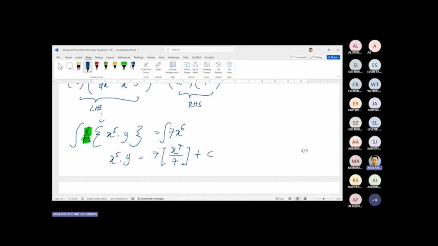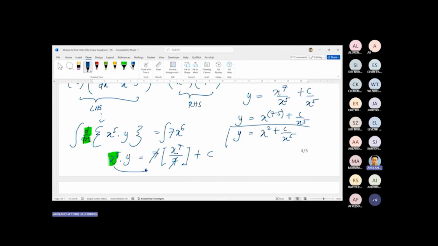So you simplify this, and then x to the power of 5 you move to the other side. Then you get your y. So you get y equals x to the power of 7 divided by x to the power of 5, so it is the same as 7 minus 5. So you get this final answer.